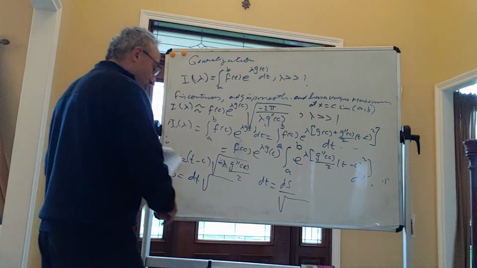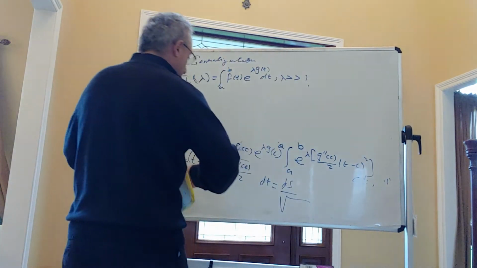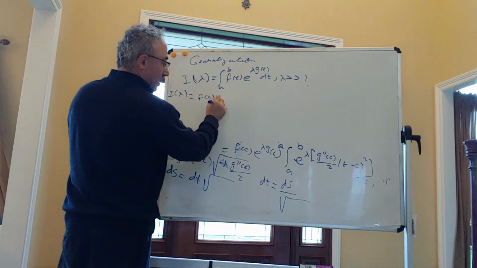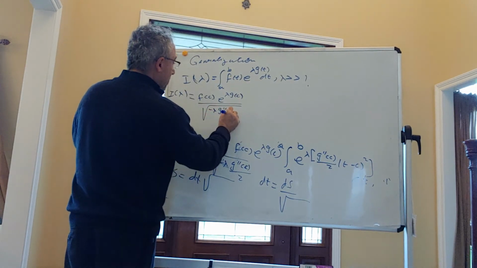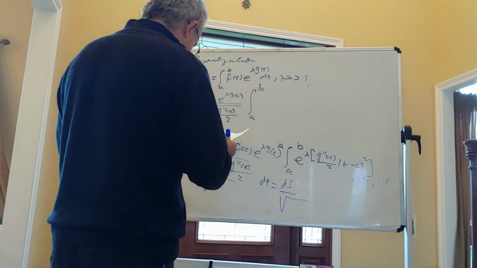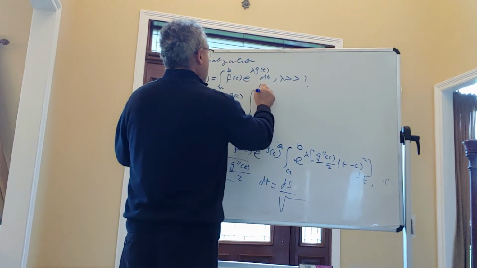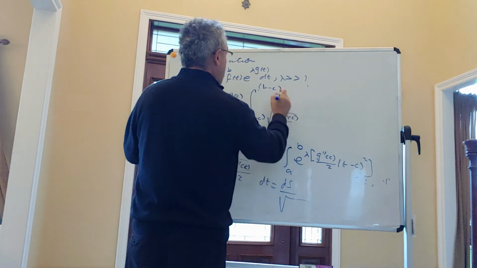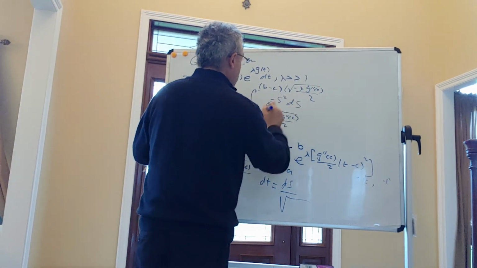All right, so let's see what the integral looks like. Okay, so the integral I lambda is f of c e to the lambda g of c divided by the square root of minus lambda g second of c divided by 2, integral from a to b, and the integrand is going to be, remember, this is a minus c, b minus c, times the square root of minus lambda g second of c divided by 2, and this is going to be e to the minus s squared ds.